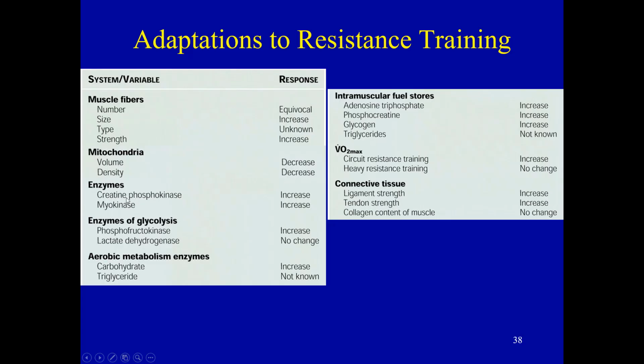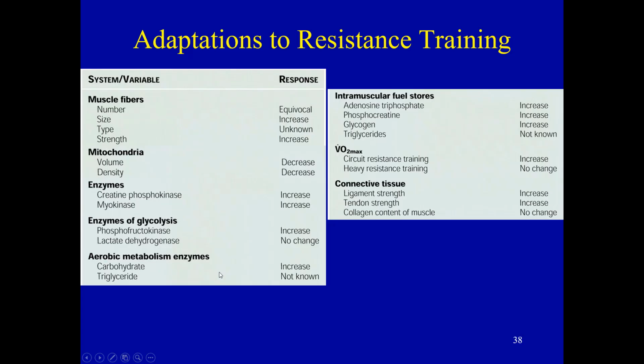Enzymes, these two are enzymes of the immediate pathway. Since we definitely use the immediate pathway during weightlifting, those are going to improve. Glycolysis, PFK, will increase because it's primarily an anaerobic enzyme. Lactate dehydrogenase, for whatever reason, no change.